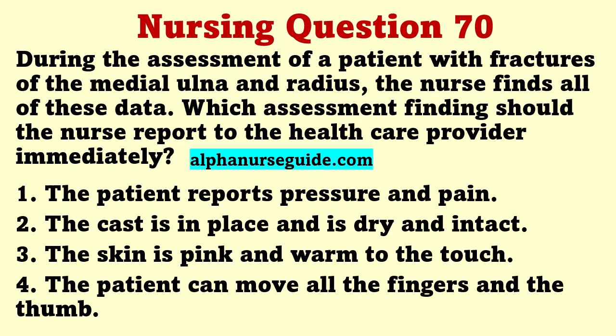The correct answer is 1. The patient reports pressure and pain. Rationale: Pressure and pain may be caused by increased compartment pressure and can indicate the serious complication of acute compartment syndrome. This situation is urgent. If it is not treated, cyanosis, tingling, numbness, paresis, and severe pain can occur. The other findings are normal and should be documented in the patient's chart.